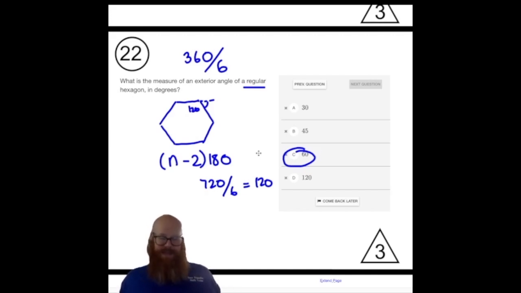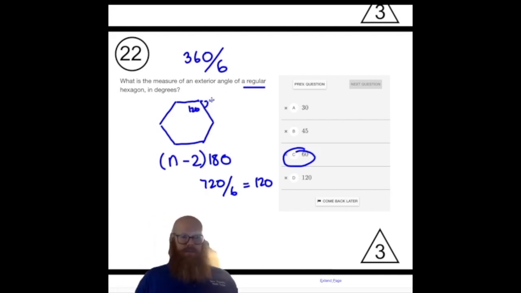So the best thing to do is to know all the concepts, and then you can pick and choose which one is quicker. So n minus 2 times 180 is the sum of the interior angles. The exterior angles always add up to 360, no matter what.